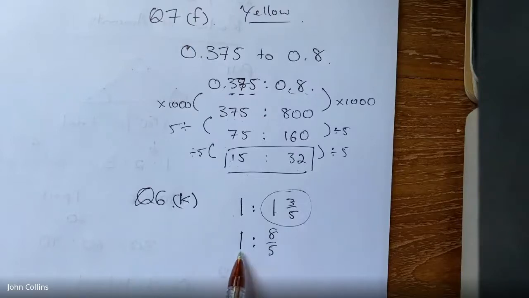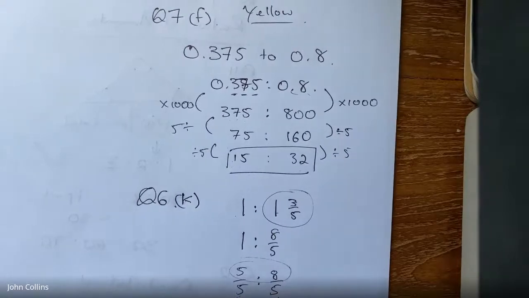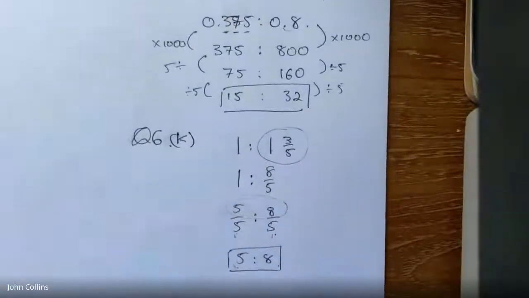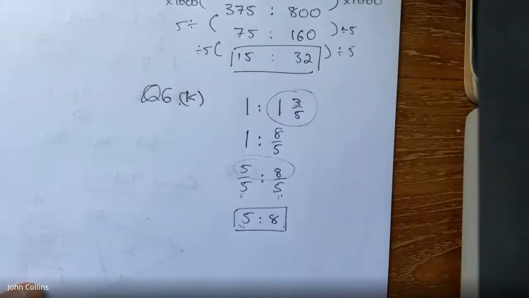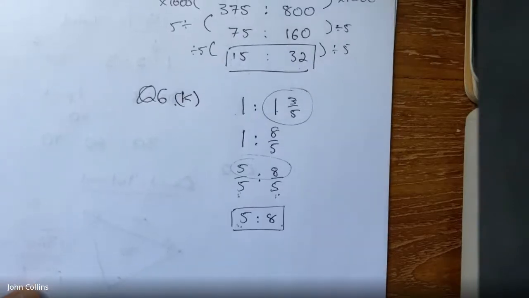Now I know 1 itself is 5 fifths. So I can change that to 5 fifths. 1 is 5 fifths. And now I have a common denominator, fifths. So that means the top parts can be compared. 5 to 8. So 8 parts to 5 parts, and that is it. Simplified fully. I have whole numbers, and it is simplified. Sorry, I went off screen a little bit there. Okay. I'll put the answers to that up on screen in the middle in a minute.